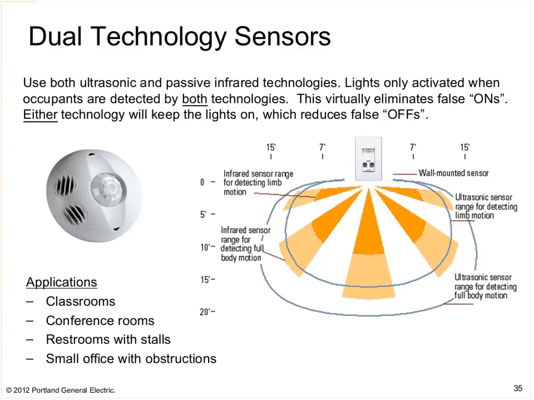Here are some applications. Classrooms is very common. Conference rooms. You have a restroom with stalls or a small office with obstructions. Sometimes this technology is paired with acoustic technology instead of ultrasonic. So you'll have infrared and acoustic. I call this your swearing activated sensor. Imagine you're in the restroom and you're there too long and the lights go off. You might say a few choice words, and the good thing is, if it has acoustic technology, it's going to turn your lights back on, at least for a little while.